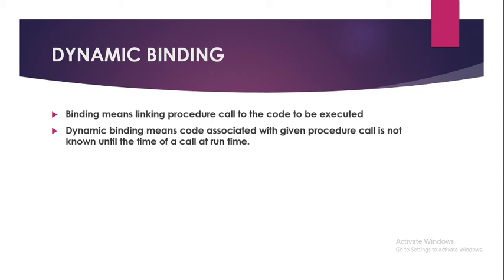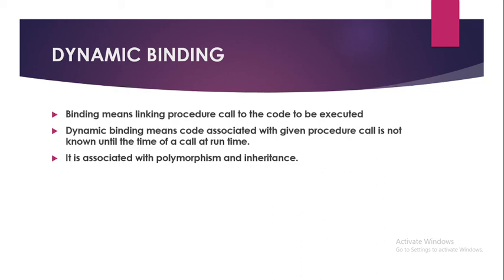Just as we saw in the example, draw circle, draw triangle, draw box, whatever it is, depending upon the object at the time of execution, the type of object used for the draw procedure determines which related code gets linked at execution time. So that can also be an example of dynamic binding. It is associated with polymorphism and inheritance, definitely.